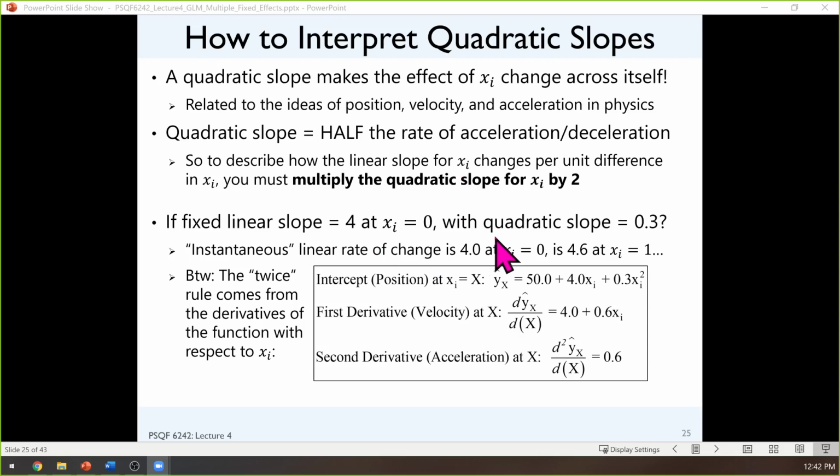Why is it twice? At this point in the course, I can only give you one real explanation. The answer is that we're actually talking about the second derivative of a function with respect to the predictor. By the rules of differentiation, if you remember calculus from high school, if I take the first derivative of this function with respect to x, then I bring the exponent down and multiply it by the coefficient. So the second derivative then is twice the quadratic coefficient. I don't expect you to necessarily care about any of that, just as long as you remember the rule that we have to multiply the quadratic coefficient by 2.